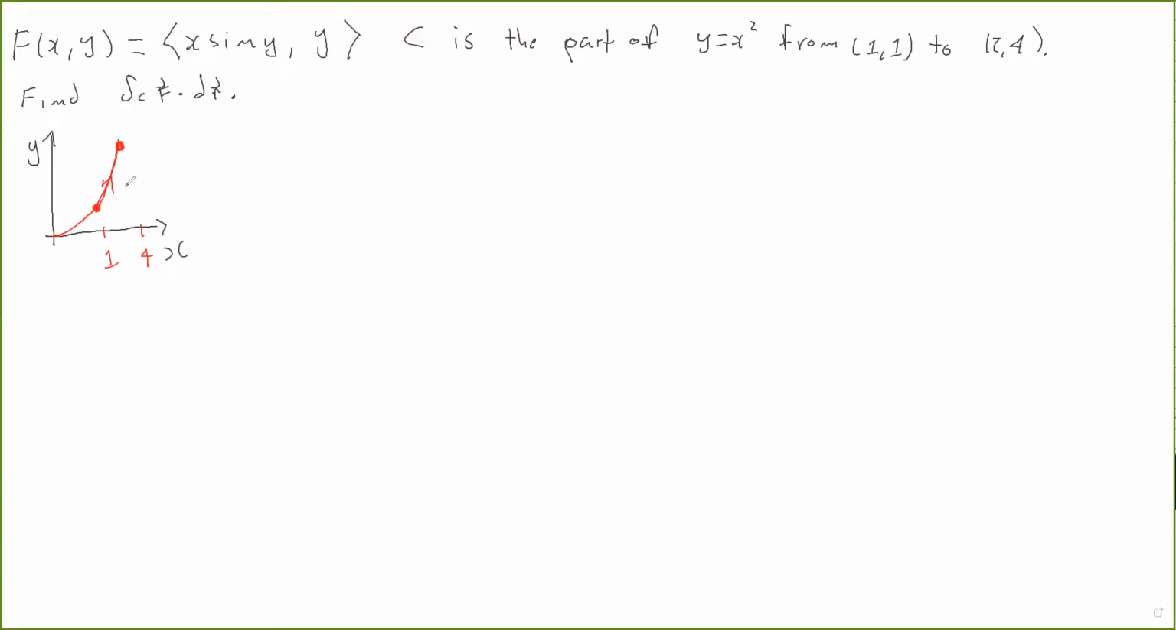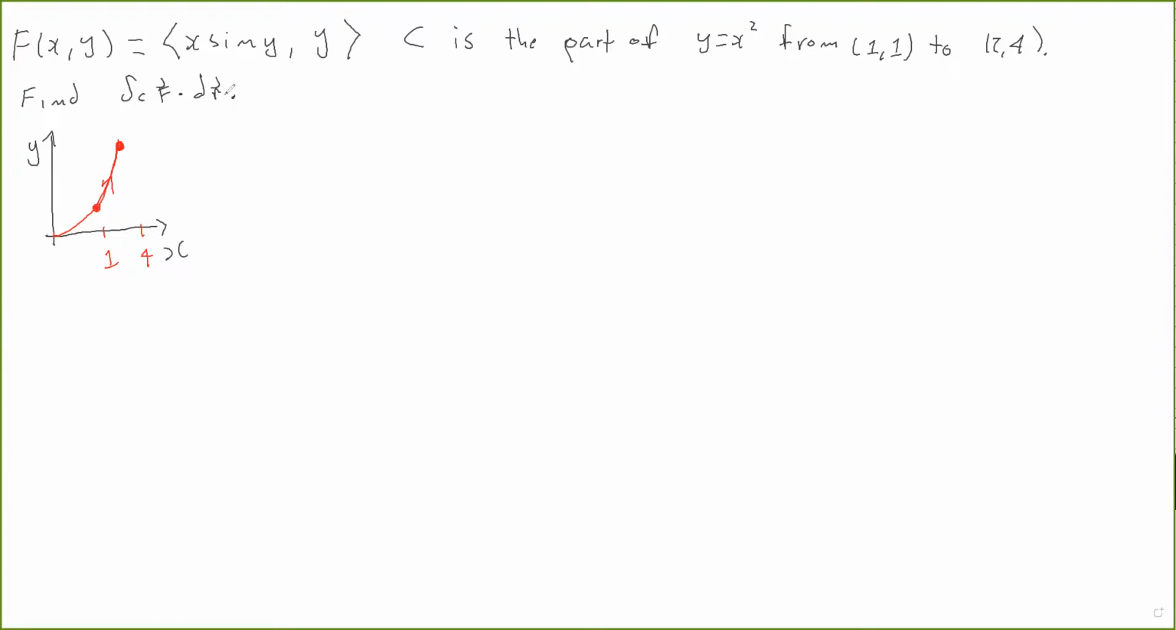This is different than going from the point (2, 4) to the point (1, 1). For example, if F is a force field moving a particle along this path, this integral is the work done to move the particle from this point to this point. That is the negative of the work done to move the particle the other way. So the direction of the curve is very important here. Otherwise, your answer will be off by minus 1.